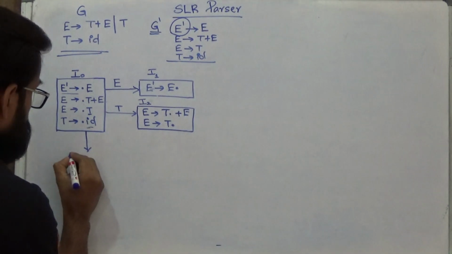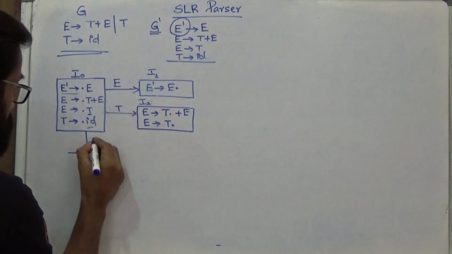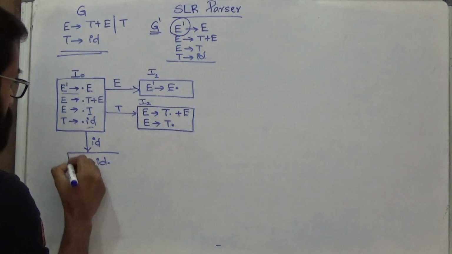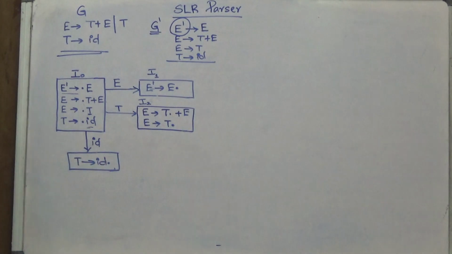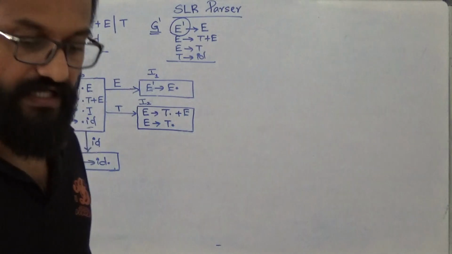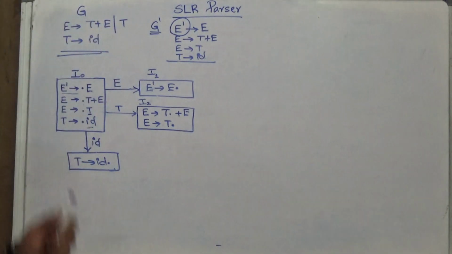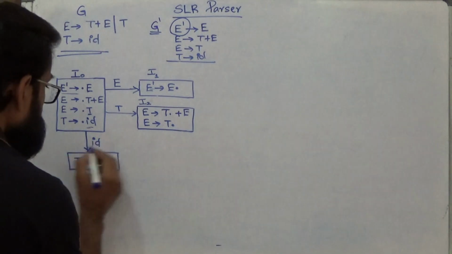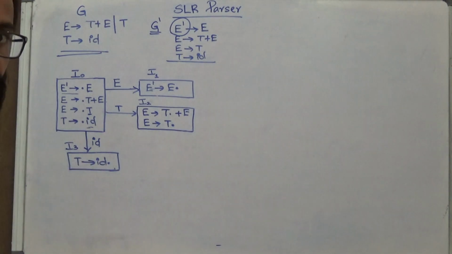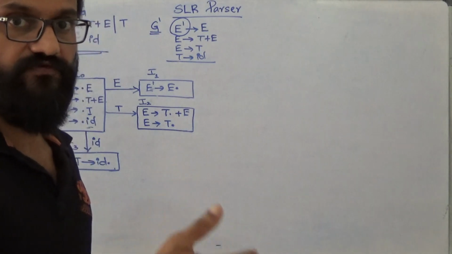So what happens if I apply ID? You will be getting T giving ID dot. So you are having only one production whose right hand side contains dot immediately preceding ID. So whenever the parser sees ID, that dot will be shifted to its right. So this will be the result. Let this be the third item set, and if I take closure of this item set, it will remain the same because you are not having a right hand side containing dot immediately followed by a variable.